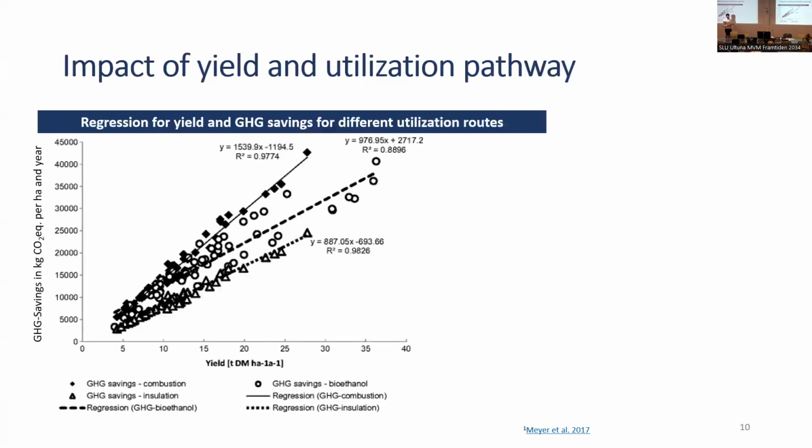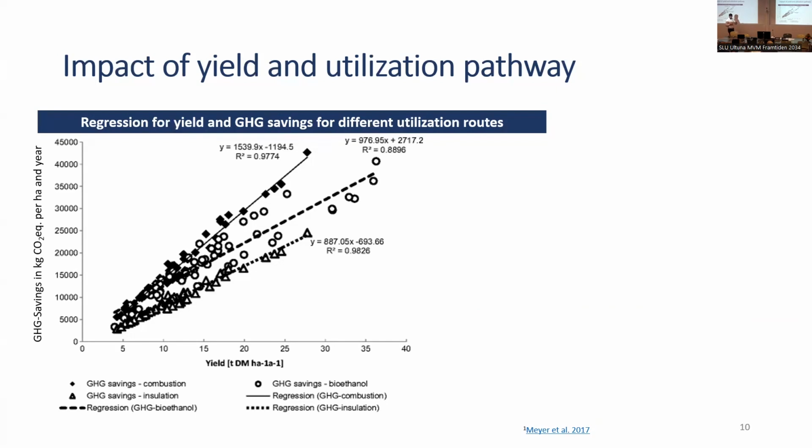Here you see the GHG saving potential per hectare depending on the yield and on the utilization pathway. And we did nearly the same as you did. The dots are different miscanthus varieties on different sites. So we looked at what the differences are, and the main factor is really the yield. We also looked at chemical composition, whether that has an influence on the different utilization pathways, but it's mostly the yield.